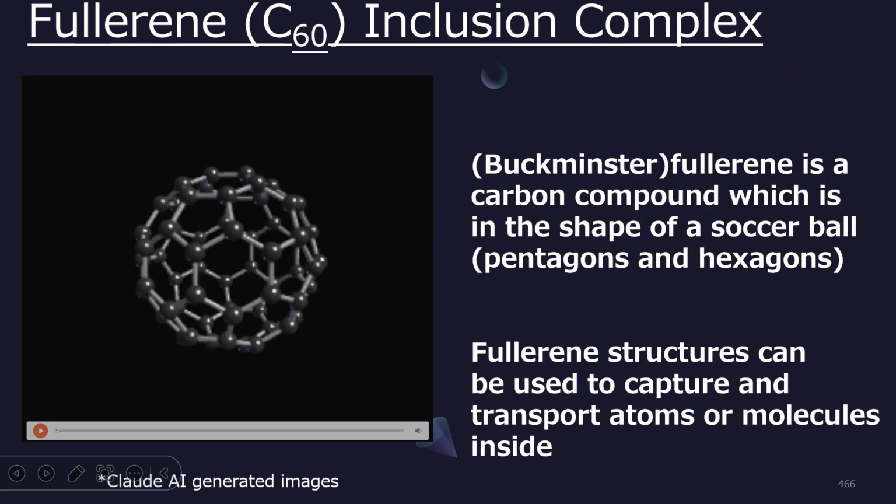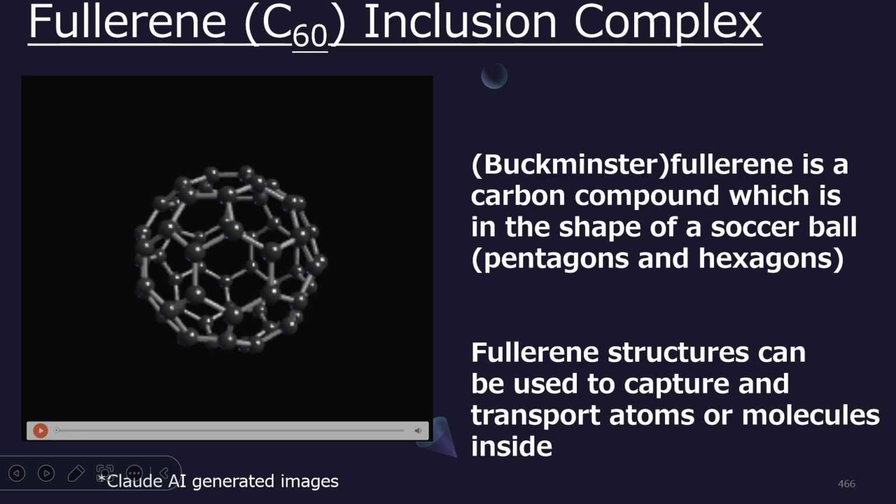Let's take a closer look at C60 Fullerene. So Buckminster Fullerene is a carbon compound which is in the shape of a soccer ball. It's alternating pentagons and hexagons, or rather one pentagon surrounded by 5 hexagons, I think is how it works. So these create a kind of sphere shape. These can actually be used to capture and transport atoms or molecules inside. I've seen some papers describing such transport structures.